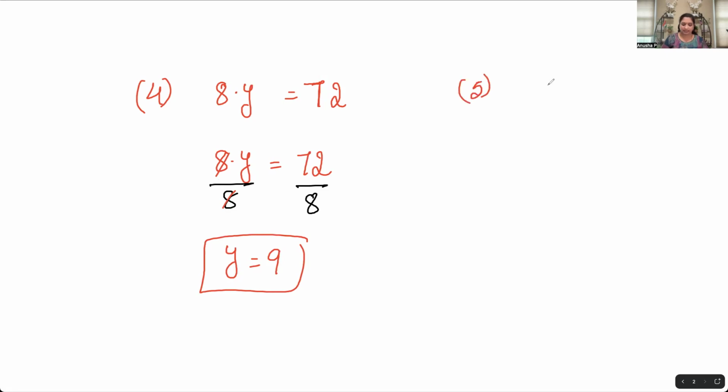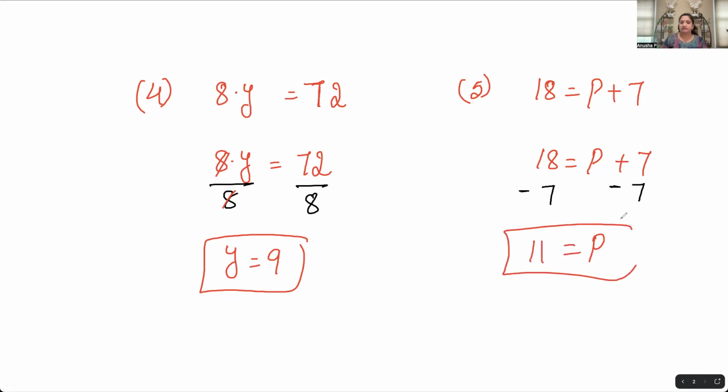Coming to the last example, 18 equal to p plus 7. So in one-step equations, we are solving for the variable. So we want only the variable p. You don't want 7 next to that. The reverse operation for addition is subtraction. We will subtract 7 on both the sides. p is equal to 18 minus 7, which is 11.